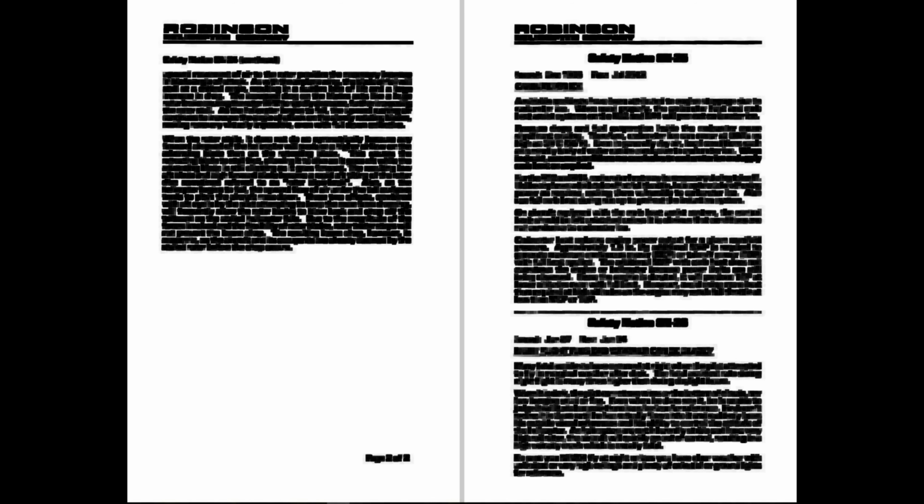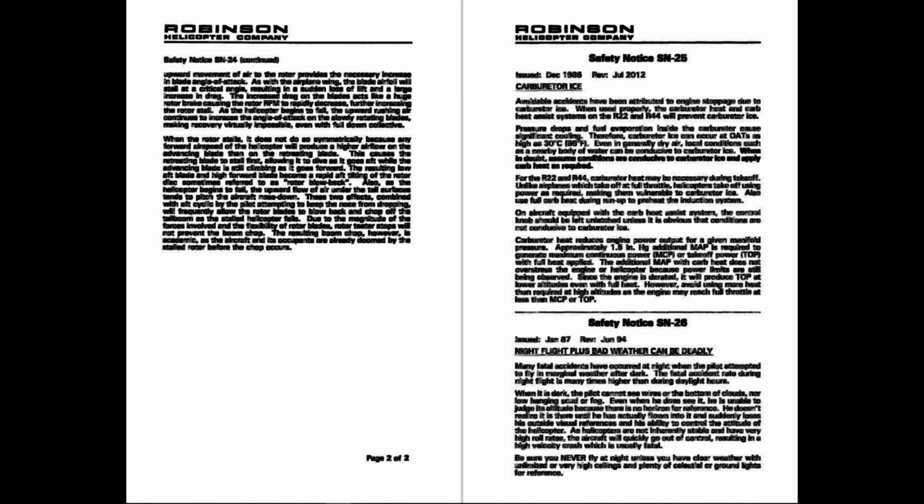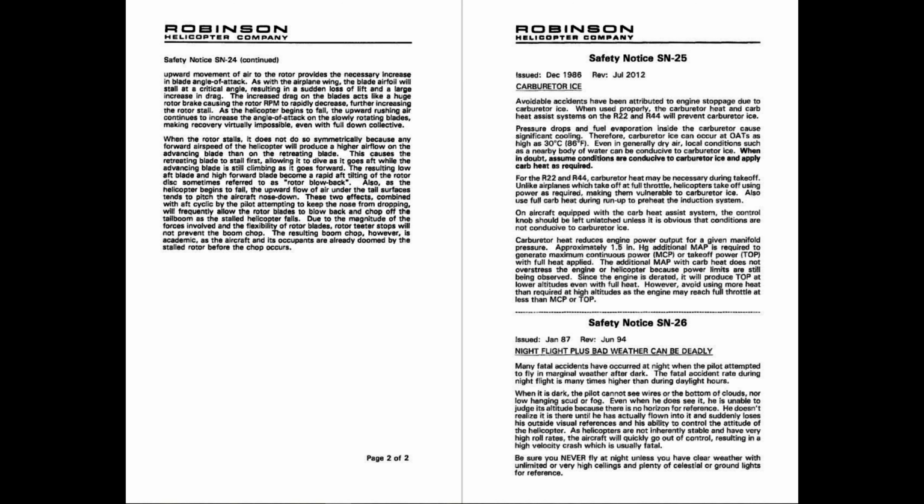What would happen to a helicopter if it stalled while above translational lift? The forward movement of the helicopter will create a higher amount of airflow on the advancing blade than on the retreating blade. This will cause the retreating blade to dive as it goes aft while the advancing blade climbs as it moves forward. The resulting low aft blade and high forward blade is called rotor blowback.